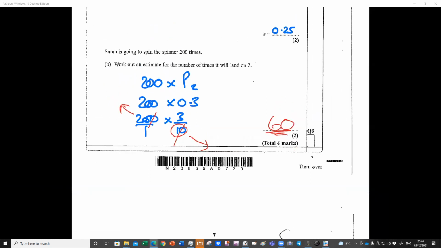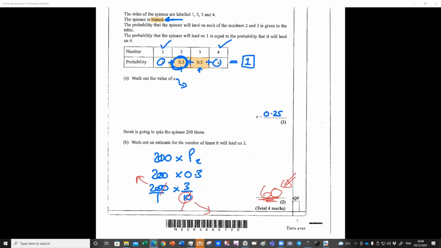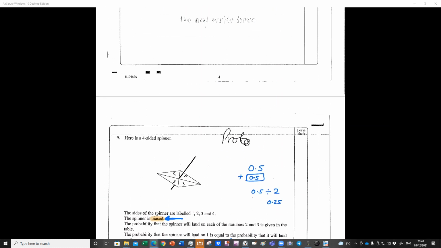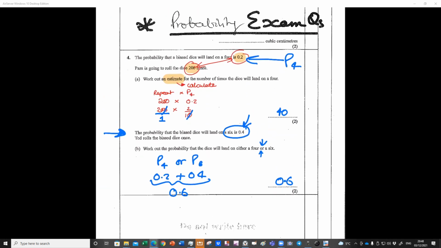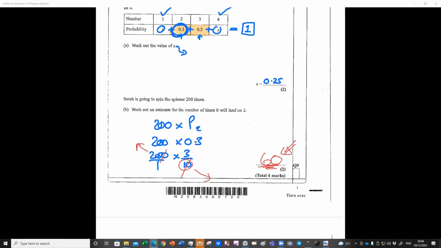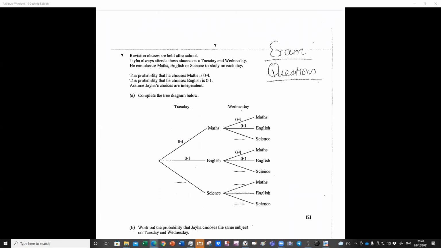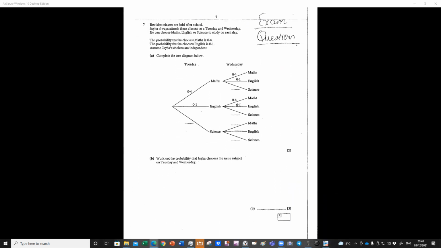The answer is 60. 60 times. We expect it to land on a 2. So this is that nice foundation level of probability questions that you can get without involving tree diagrams and anything complicated. Okay, here we go. Here we start looking at exam questions where the tree diagrams were given.